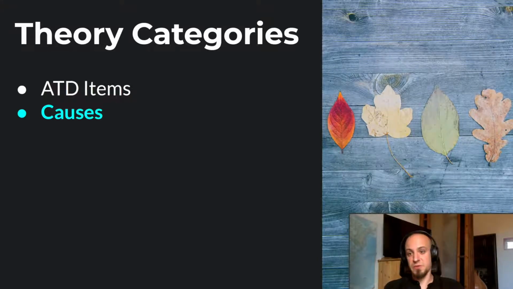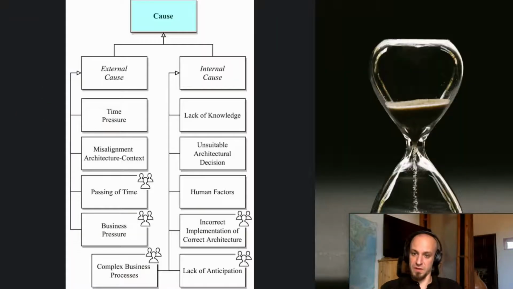The second category we identified are the causes. And here we have external causes and internal causes. In the external causes, we see some prominent causes such as time pressure or simply the passing of time, while in the internal causes, we see lack of knowledge, for example, or human factors leading to the introduction of architectural technical debt items, or again, complex business processes, which then translate into a complex architecture.